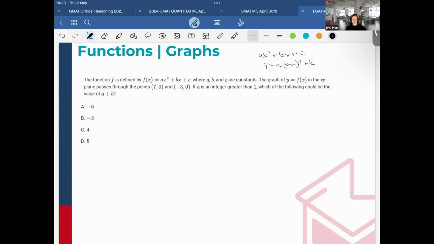Okay. It says the function f is defined by ax squared plus bx plus c, where a, b, and c are constants. The graph y equals f of x in the xy-plane passes through points (7, 0) and (-3, 0). If a is an integer greater than 1, which of the following could be the value of a plus b?